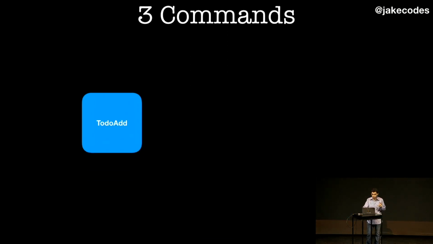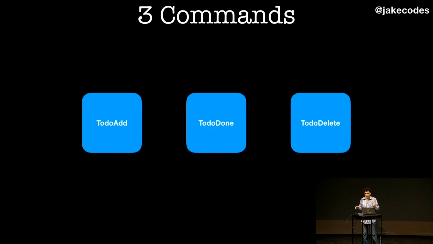For our individual commands, we need 3 commands because we're doing a to-do application. We want to do add, to-do done, and to-do delete. Those are the 3 things a to-do list has to do.